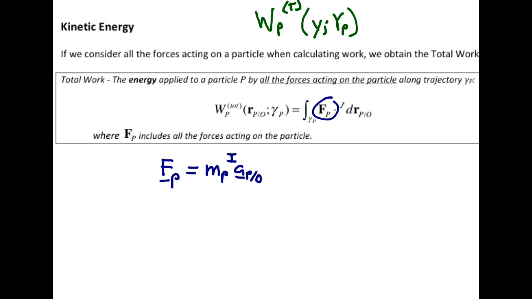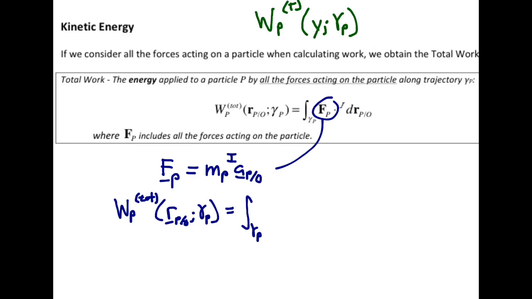And so when we apply Newton's second law and insert this in, then we get that the total work applied to point P, so this is by all the forces, we're still giving the position of point P by our position vector, and it's along the path gamma P, is equal to the integral along the path of, and now we insert Newton's second law, so it's mass times the acceleration of point P with respect to O as observed in the inertial reference frame, dotted with our differential position dr of P with respect to O as observed in the inertial reference frame.